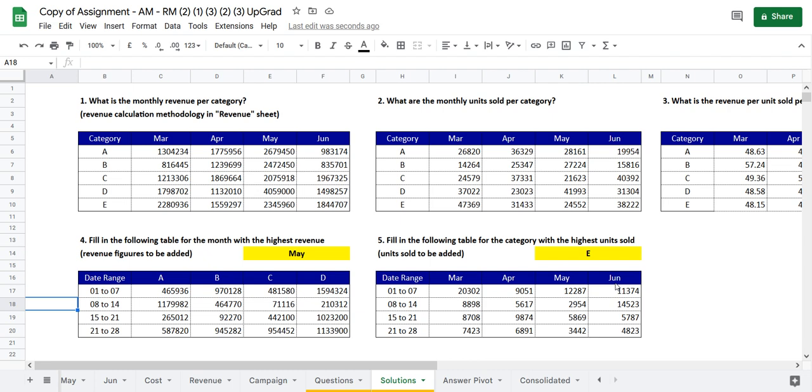This assignment was given for the organization called UpGrad, for the role of process developer. So these are the solutions for that particular assignment.